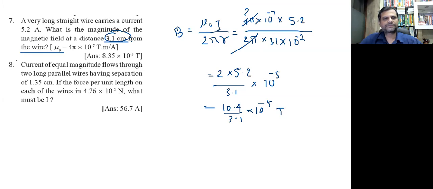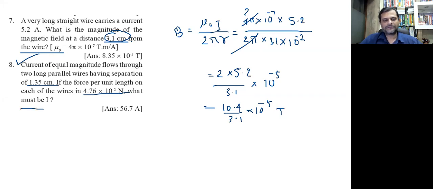Okay, let us see the next one. Currents of equal magnitudes flow through two long parallel wires having separation 1.3 centimeter. If the force per unit length on each of the wires is given, what is the I?